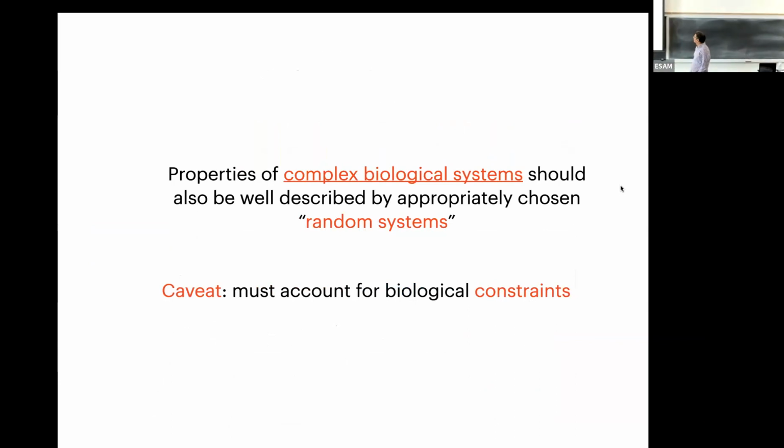But the basic gambit of the group for the last decade is that complex biological systems should also be well described by appropriately chosen random systems. And the important point is that we have to really think about biological constraints. These constraints can come from evolution, they can come from function, they can come from whatever you want. But the real thing is that it's not just randomness, it's randomness plus constraints. And I'll show you in practice for the rest of the talk how we've been trying to think about this way of thinking about it.